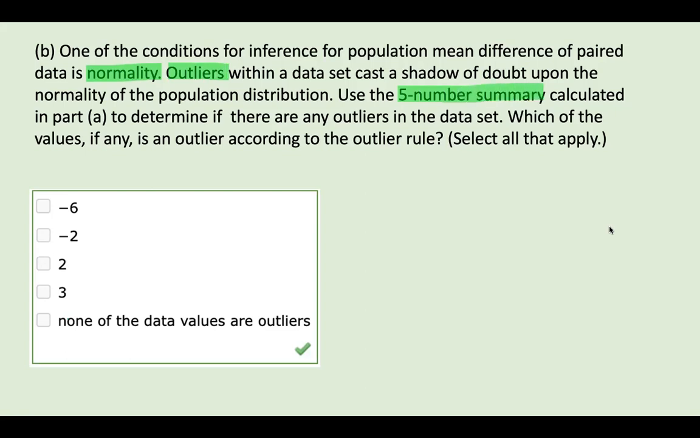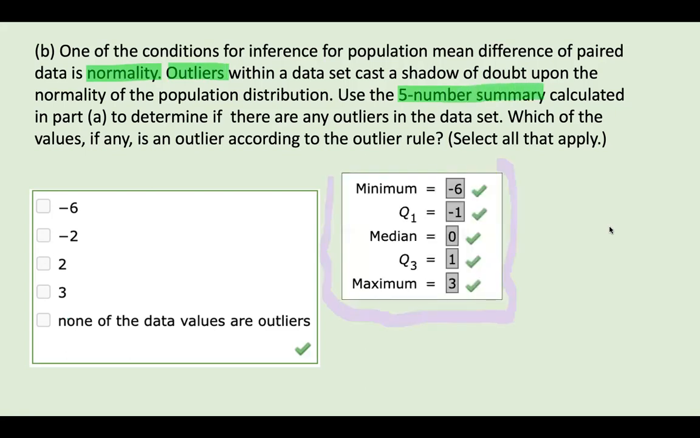I've highlighted the key words. So normality, outliers, and the 5-number summary. And here is our 5-number summary that we are going to use. Remember that the interquartile range is Q3 minus Q1. Low outliers are numbers that are less than Q1 minus 1.5 times the interquartile range. High outliers are greater than Q3 plus 1.5 times the interquartile range.